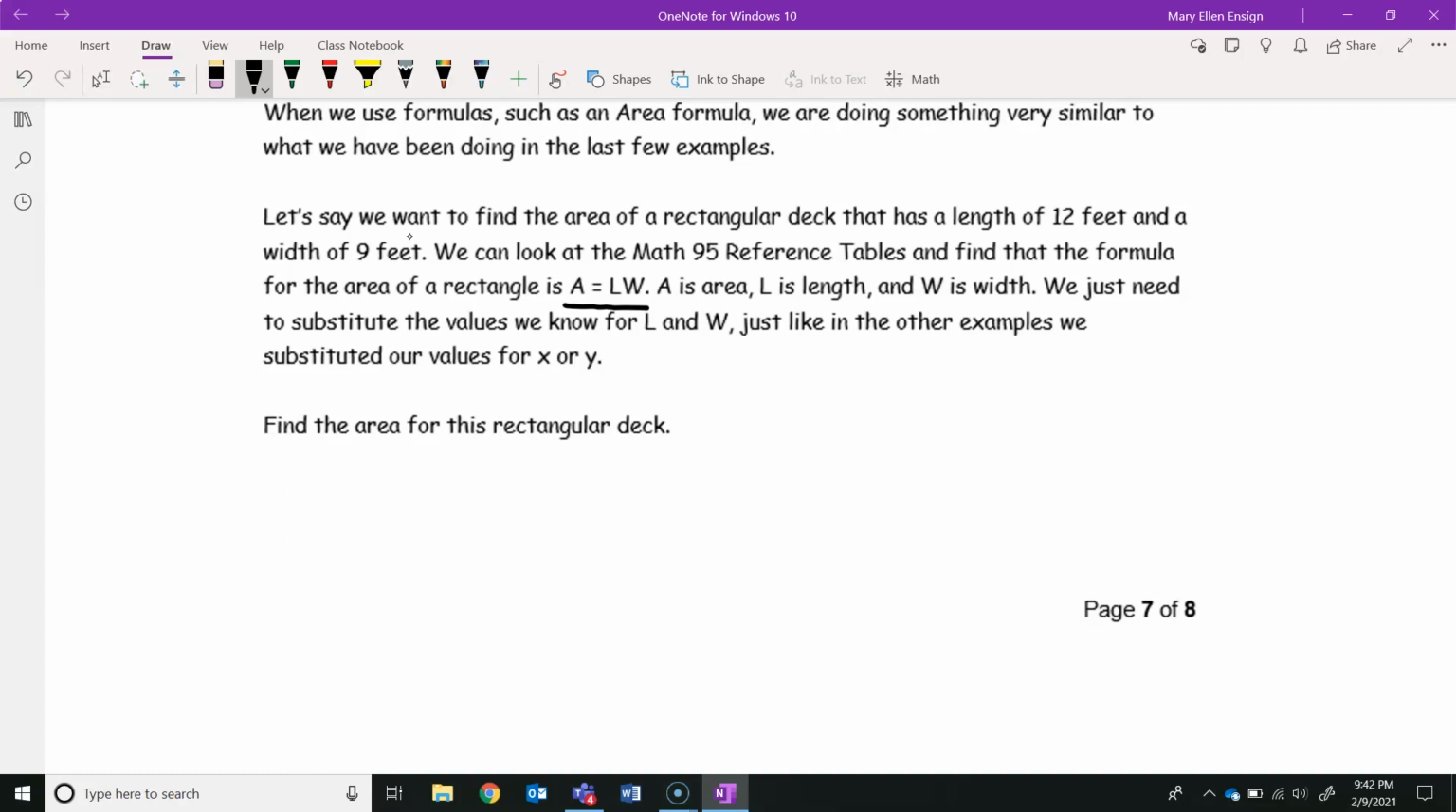So just like before, this is a formula, and L and W and A all stand for something. I want to find what the A is, so I don't know that. But if I know a value for L and I know a value for W, then I can just substitute those in just like we have before, just like saying it's a value of X or a value of Y. Our information says the deck has a length of 12 feet. So length is going to be 12, and I'm multiplying that by the width of 9 feet.